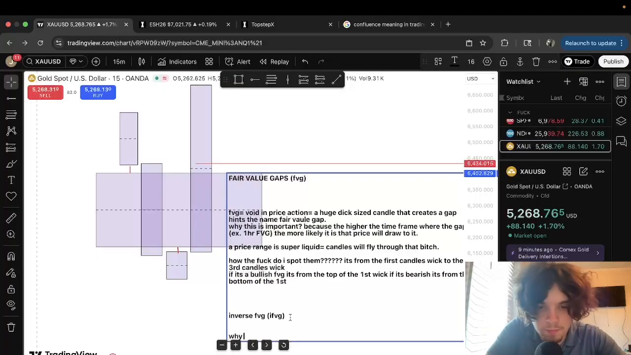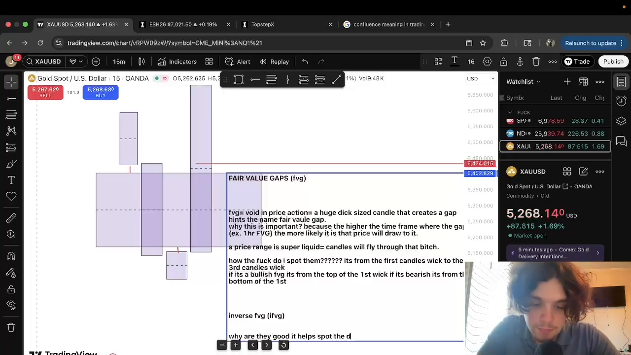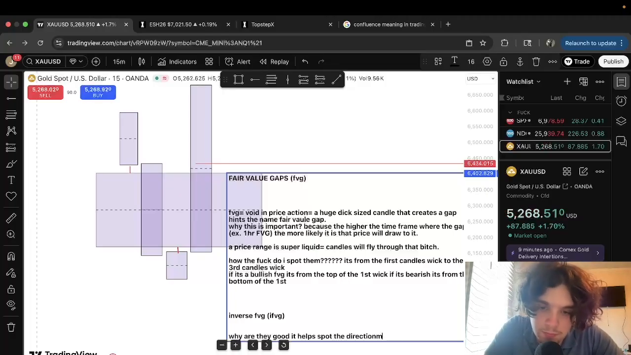Why are they good? It helps spot the direction the market wants to go, right? So as you learn, this is where you need to be starting to take a trade, right?